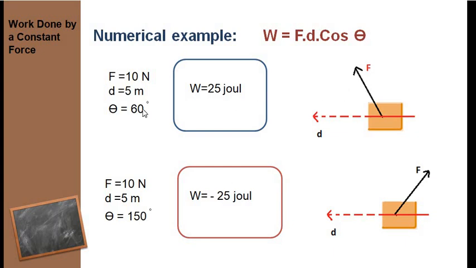It's obvious that when the angle between the force and displacement is smaller than 90 degrees, the work is positive, or in other words, when the component of the force onto the displacement is in the direction of the displacement. In this case we have positive work, while when the angle between the force and the displacement is larger than 90 degrees, we have negative work. Or in other words, when the component of the force onto the axis of the displacement is in the direction opposite to the displacement, we have negative work.